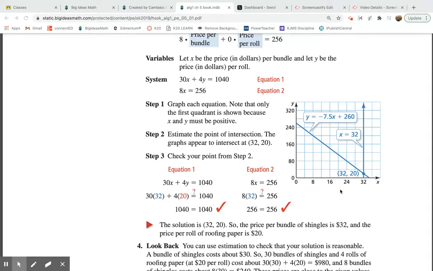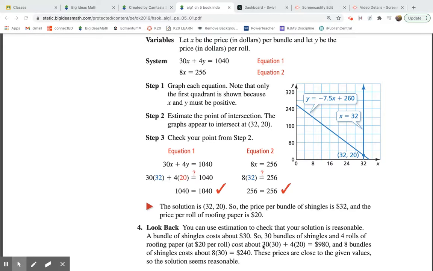So then you can plug it back in to check like we did at the very beginning, example 1. The point (32, 20). Plug 32 in for x, 20 in for y. And when we do that, we get exactly 1,040. And then on this one, when we plug 32 in for x, we get exactly 256. So that means the point (32, 20) is the exact point. So that means 32 is x. The price per bundle of shingles is $32 each. And the price per roll of roofing paper is $20 each.